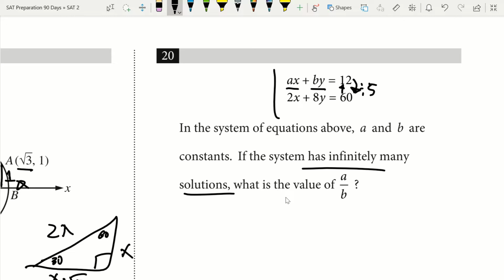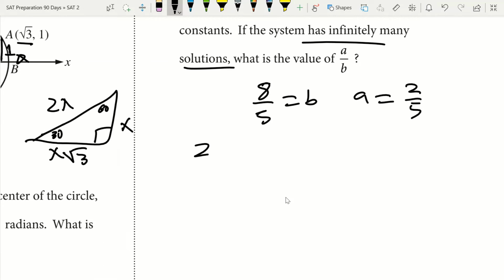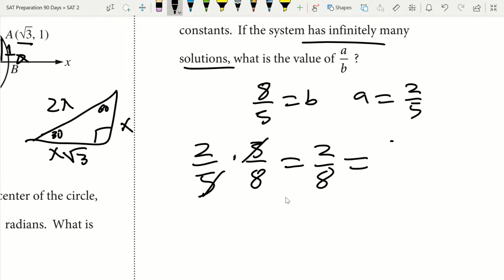So in this case, what I can do is just divide by 5 going from 8 to B. So 8 over 5 is going to be B. Now for A, it's going to be 2 over 5, since I've got to divide by 5 going this way as well. So A will be 2 over 5. Now I just solve for A over B, so that's 2 over 5 over 8 over 5, which can be rewritten as 2 over 5 times 5 over 8. The 5s cancel, we get 2 over 8, which is equal to 1 over 4. So the answer there is going to be 1 over 4.